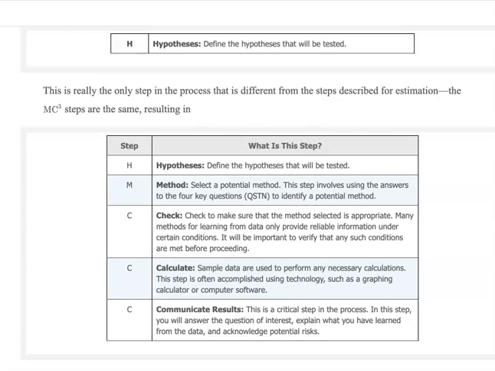So this is where we're heading. This is the structure of statistical inference. And over the next few weeks, we'll be learning exactly how to do all of these methods and what type of conclusions are appropriate given the data that we have.